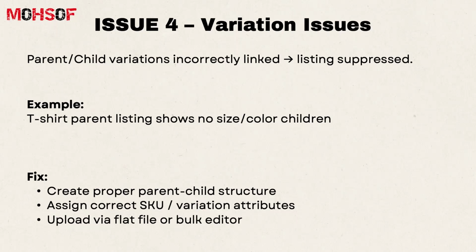So create a proper parent-child structure, assign the correct cascade and variation attributes, and upload via flat file or bulk editor. That's fast, but you need to be very careful while creating the flat file. I already have a video in which I created a flat file live in front of you. You can use that and create a similar file for up to around 200 sizes and 200 colors. You can easily use a flat file and it will get created in one go. I've done a real live video on that.